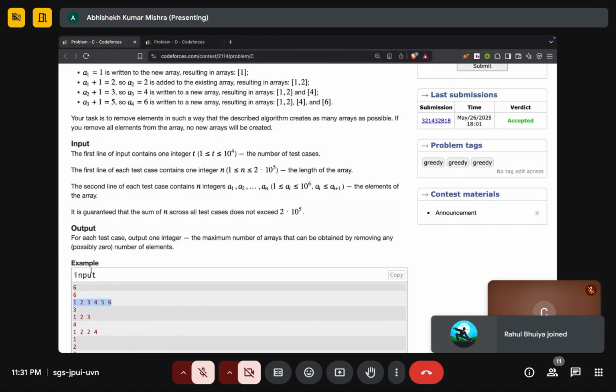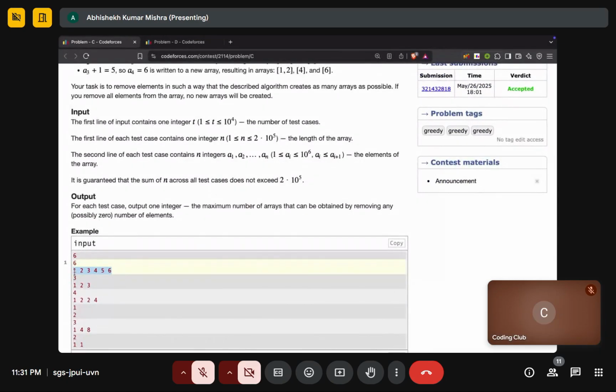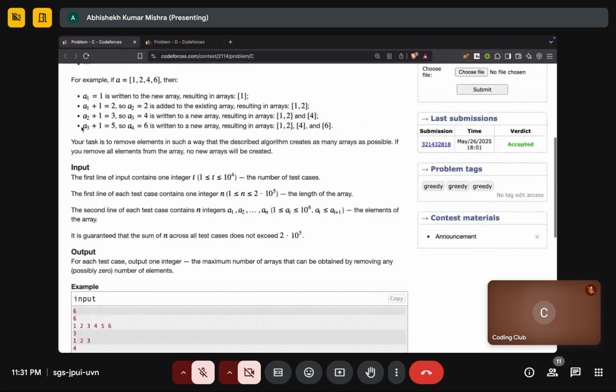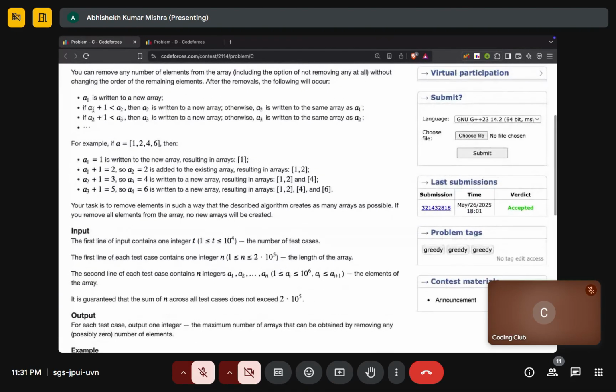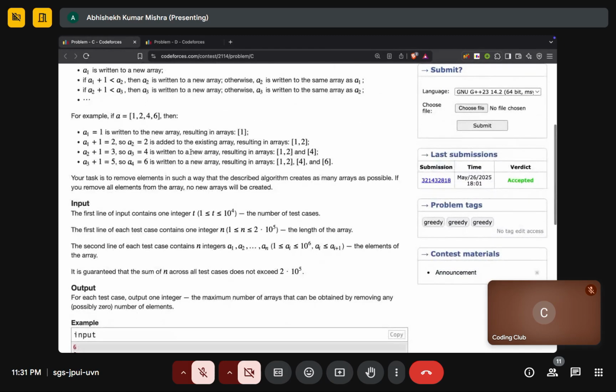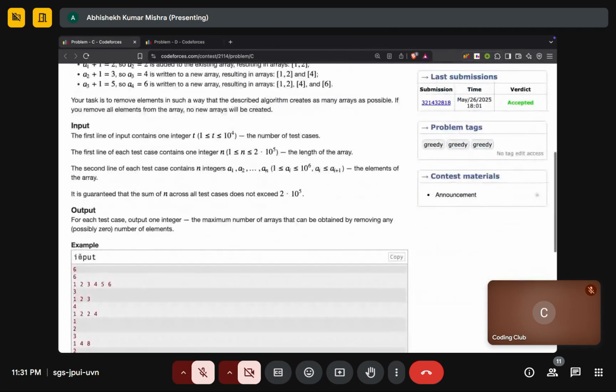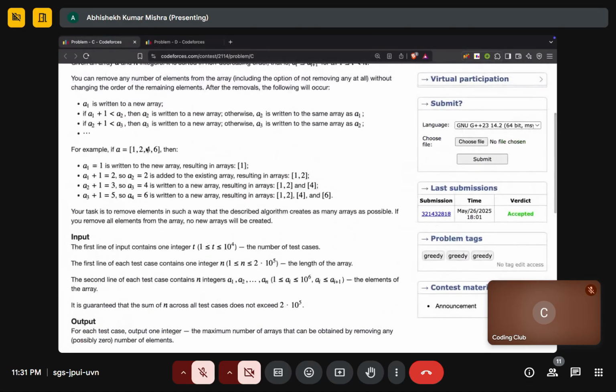And the question says that at any point i, if A[i] plus 1 is less than the next element, then the next element can be made a new array. So if the current element on adding 1 is still less than the next element, then the next element can be made a new array. So we are asked to find from this given array how many new arrays can be made. So this is what the question is.